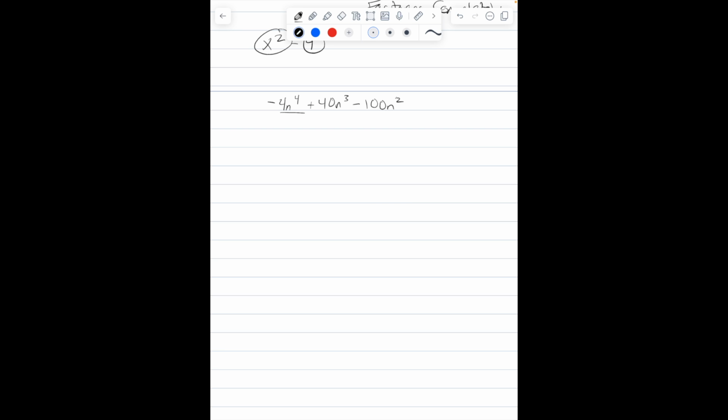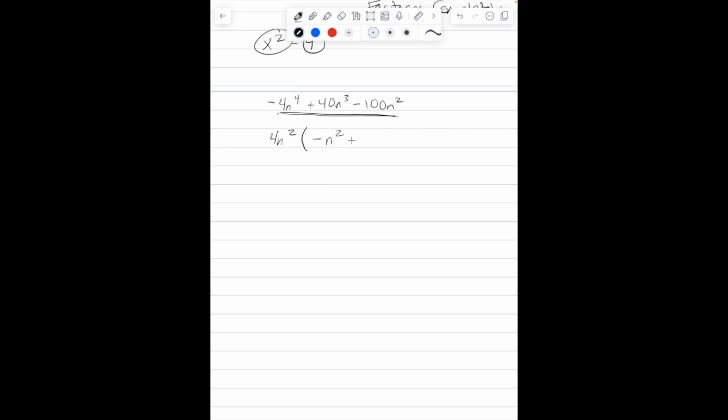All right, I'm going to look across these for the greatest common monomial factor. Well, I see that they're all divisible by 4. Also, these n's are all to the power of at least 2. So 4n squared is my greatest factor of all of these. So I can divide by 4n squared. I'm going to pull that out, and I'm left with, because negative 4n to the fourth divided by 4n squared is negative n squared.